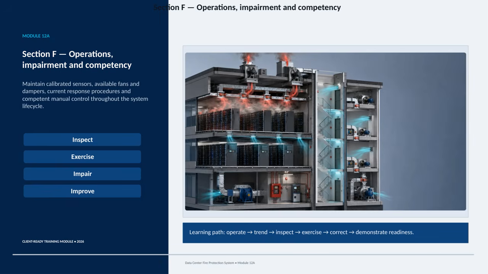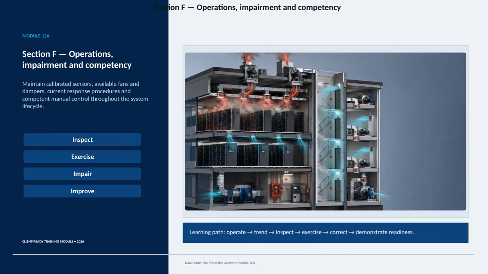The slide organizes that discipline into 4 connected actions. First, I inspect the system and verify that critical equipment and controls remain in the expected condition. Then I exercise the system so people and equipment demonstrate that they can perform when needed. If part of the system is impaired, that condition must be recognized and managed rather than overlooked. Finally, I improve by correcting weaknesses and carrying those lessons forward.